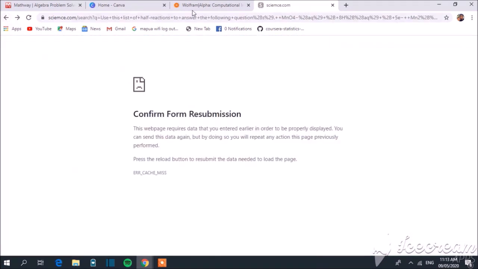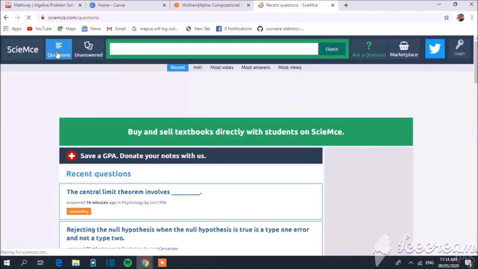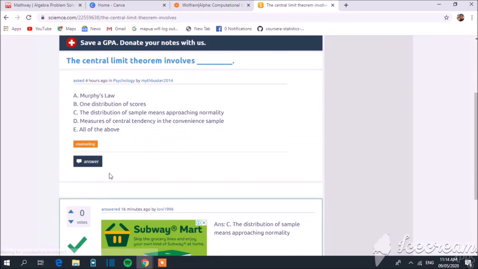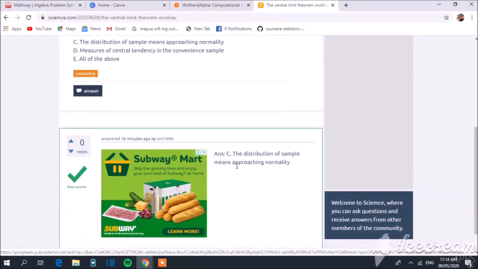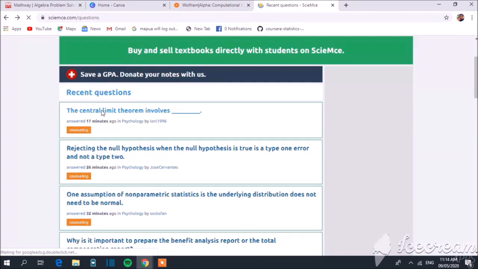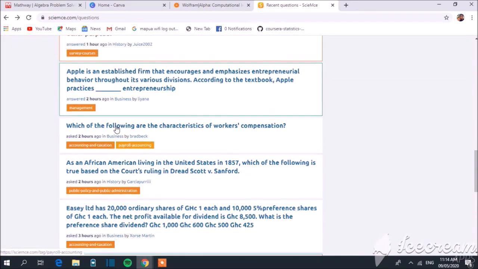So this can go for any. Oh my gosh! This can go for any questions. Let's say here's a list of recent questions. Someone just types questions in. You submit questions, then people out there actually answer it. The central limit theorem involves, let's say this question. Someone typed this 16 minutes ago. Someone answered it. Involves A, B, C. C, the distribution of sample means approaching normality. There, someone answered it. It's the best answer. So yeah, a lot of questions here.